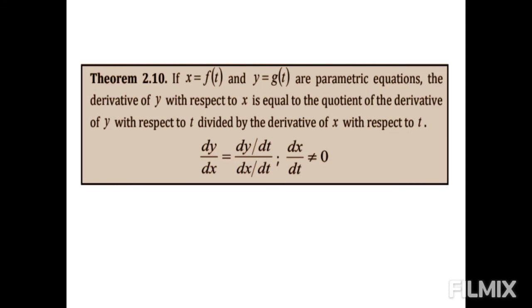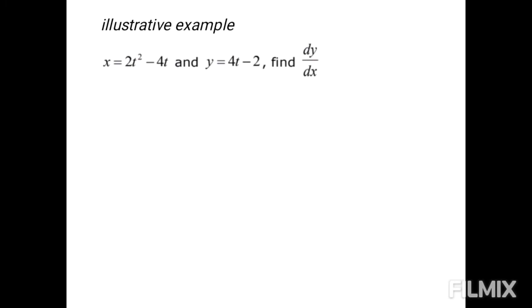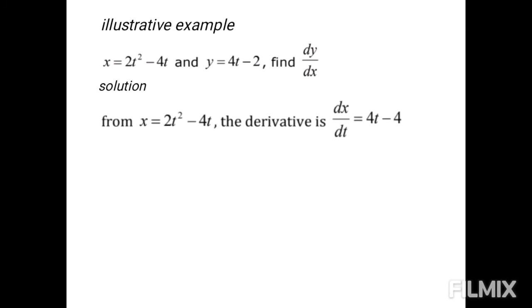Let's see the example. Say we have x is equals to 2t squared minus 4t, and y is equals to 4t minus 2. So find its derivative. Well, of course, first thing that we need to do is to get the derivative of the value of x. So we have 2t squared minus 4t. By the use of our constant multiple rule, when we get the derivative of 2t squared, we have the answer 4t. And when we get the derivative of negative 4t, we have negative 4.